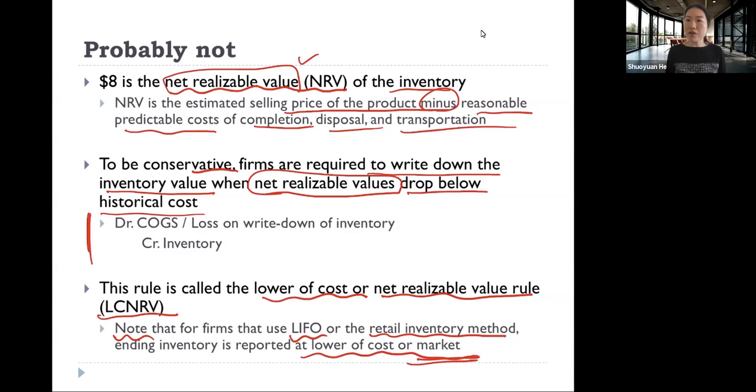This lower of cost or market is a little bit different from the lower of cost or net realizable value we are talking about here. We're not going to cover it in this class, but if you are interested, you can look at it in the book. It's a little bit complicated, but the basic idea is very similar. In order to be conservative, we take the lower of the two numbers.